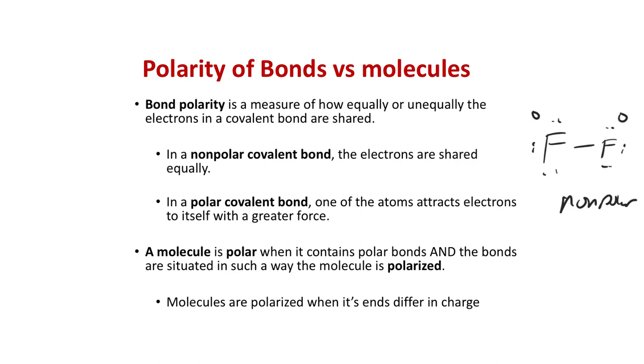For diatomic molecules, it really just comes down to differences of electronegativity. If the bond's polar, the molecule's polar. But whenever we have a molecule that has more than 3 atoms, the molecule's polar when it contains polar bonds, and the bonds are situated in such a way that the molecule's polarized, in such a way that one side's a different charge than the opposite side. So molecules are polarized when their ends differ in charge. For diatomic molecules, this is really simple because their ends, if they're different electronegativity, will always be different in charge, a plus side and a minus side. So then you get this dipole moment.